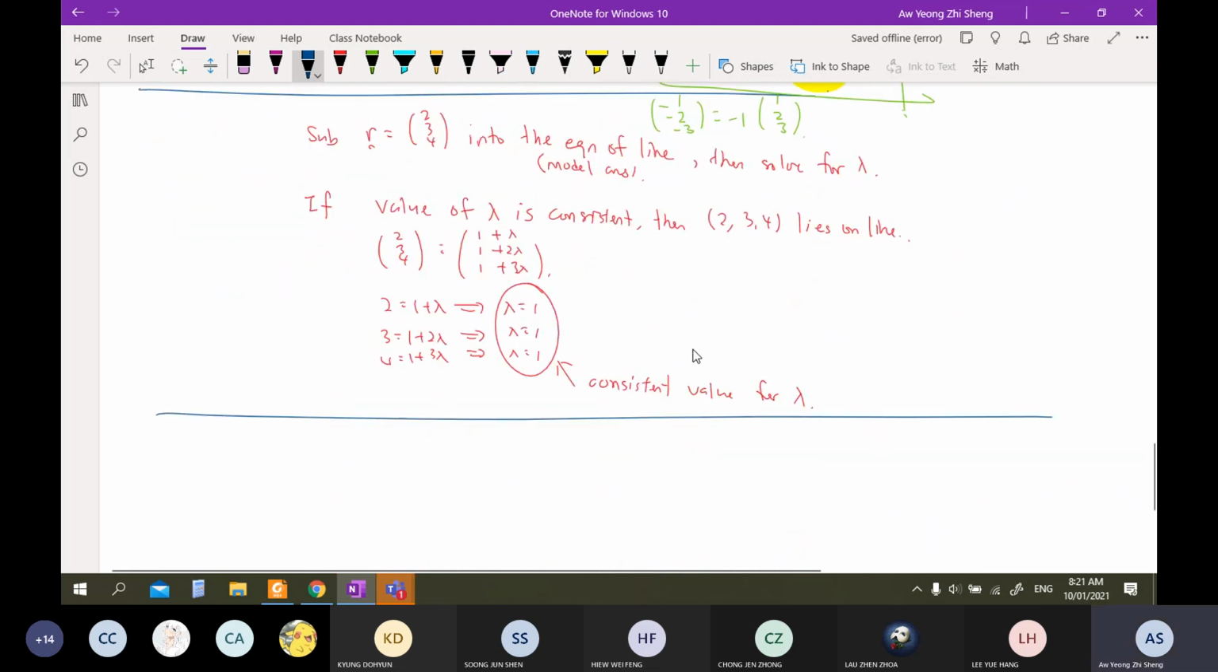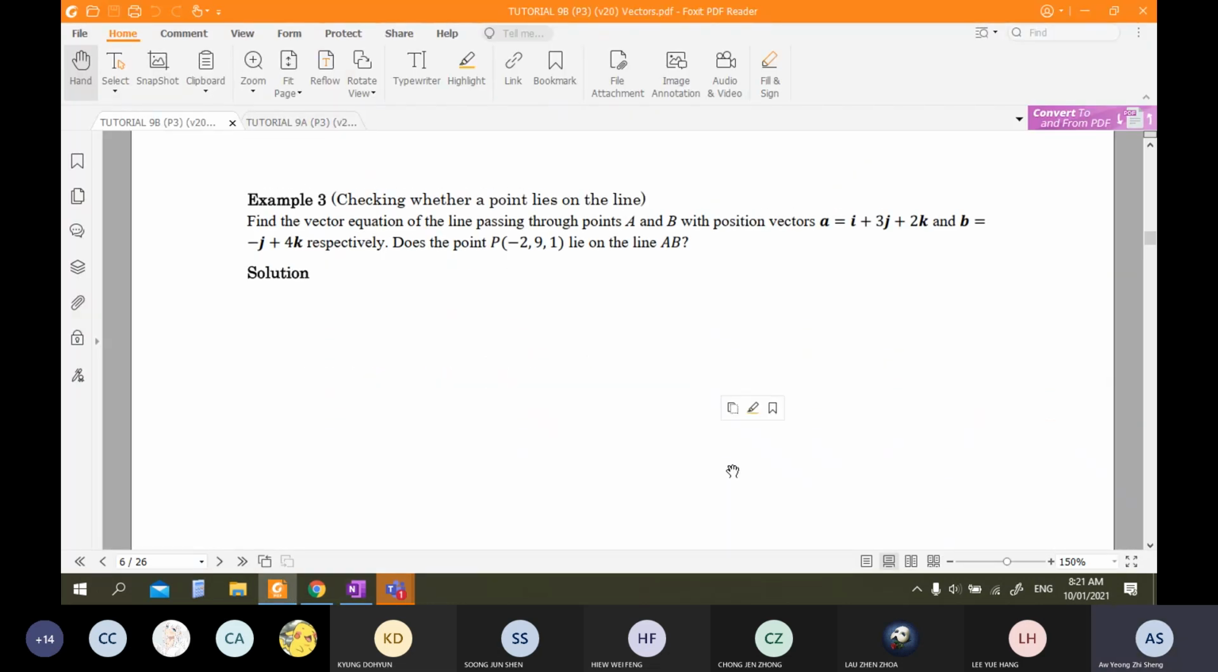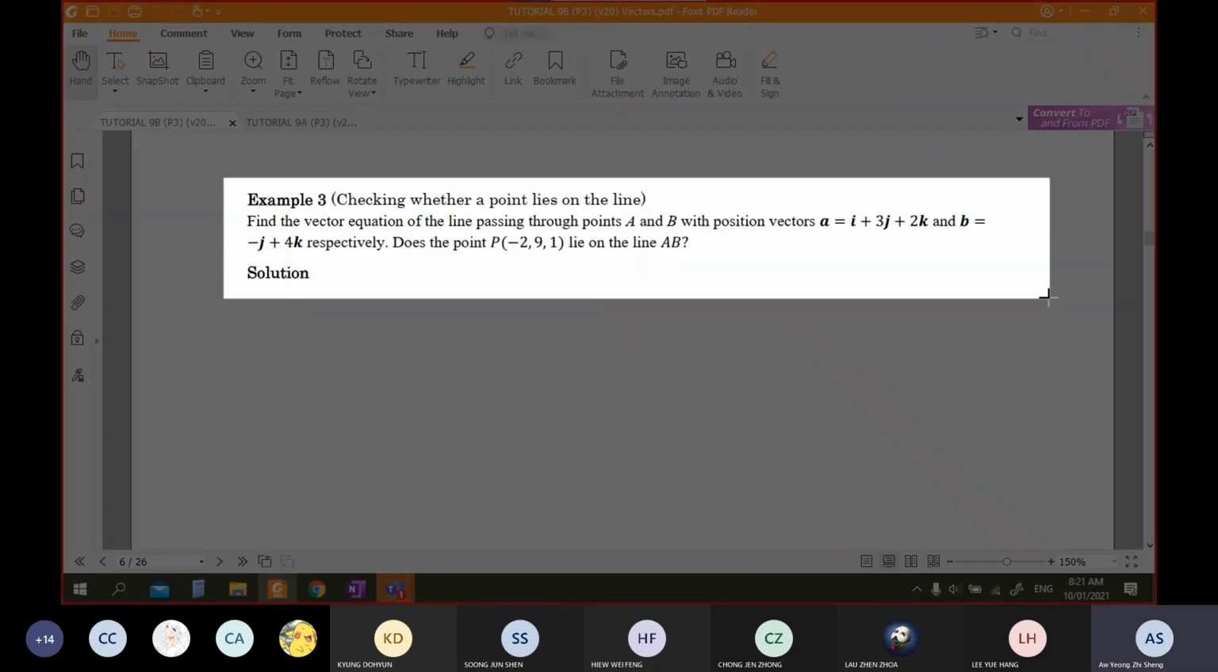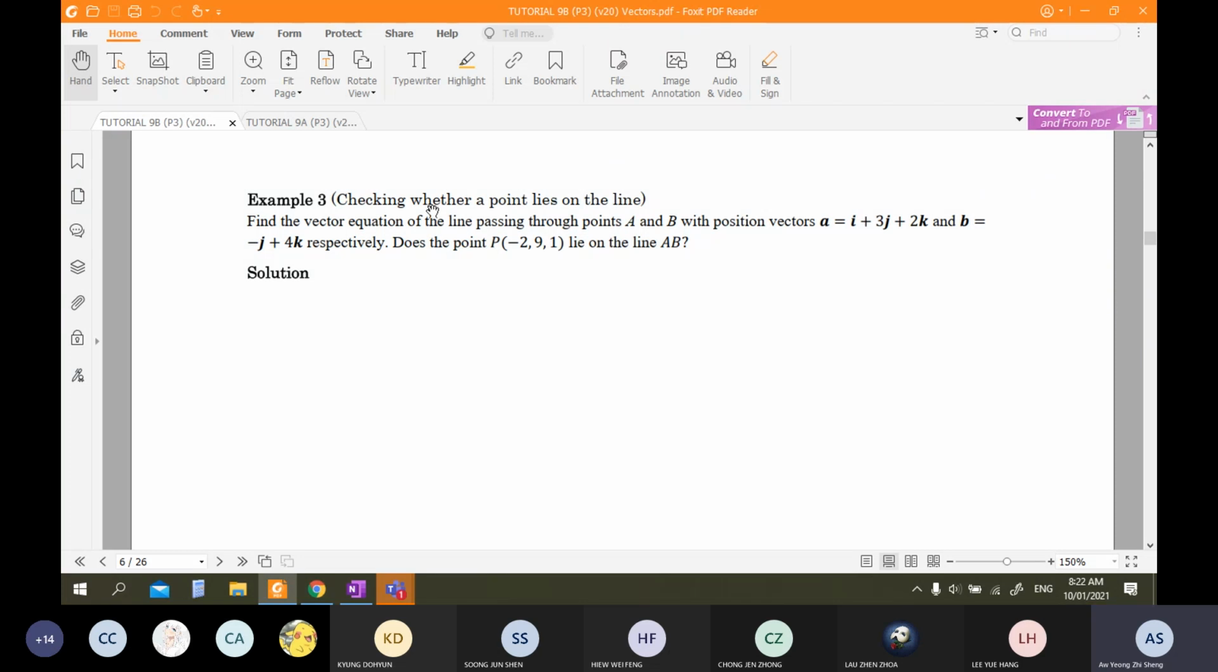Okay, let's move to example 3. I have just told you the procedure of checking whether a point lies on the line or not. In example 3, we are going to do this exact same thing. There are questions in the exam that will ask you to check whether a point lies on the line or not, so make sure you know how to check.